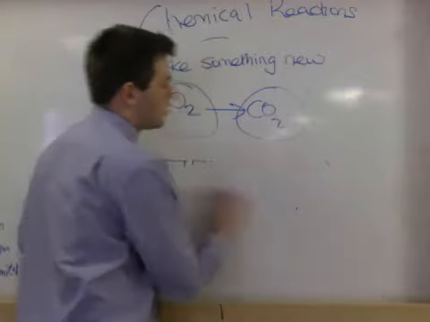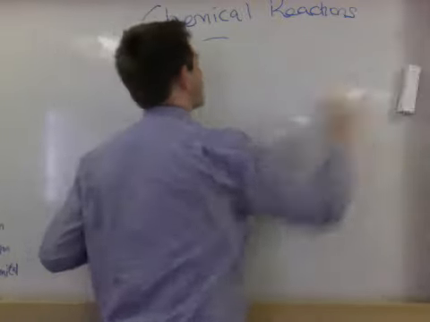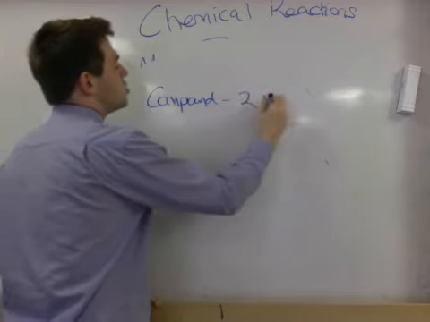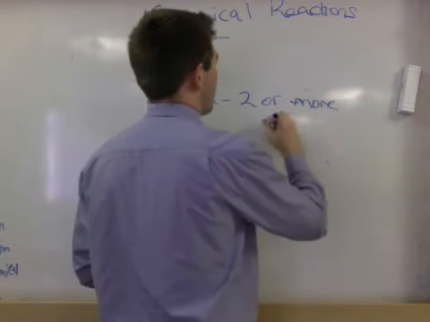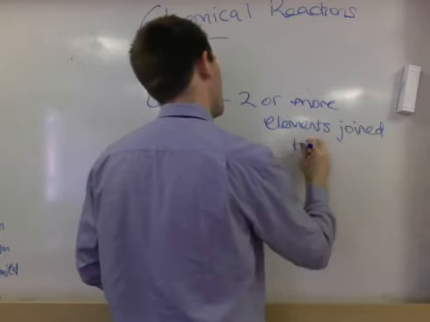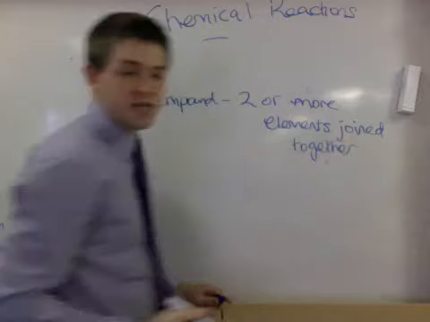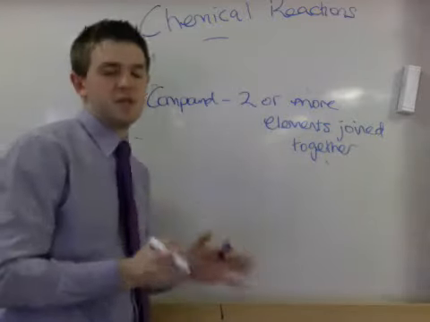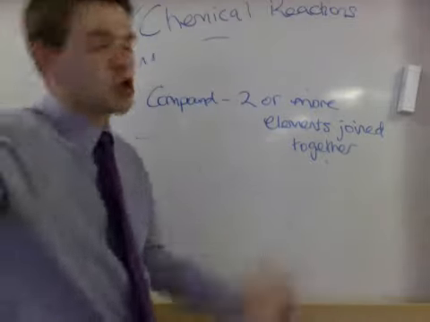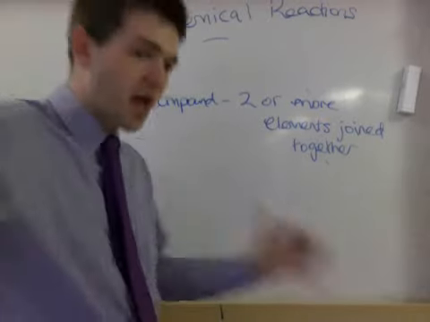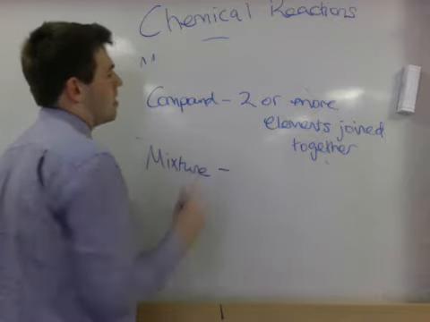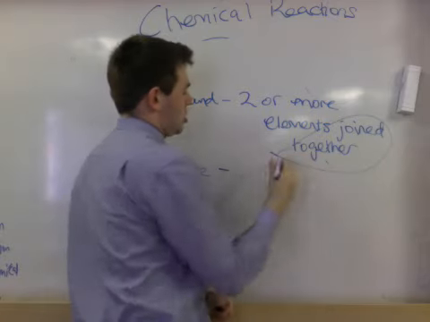Remember as well some key words that could come up. So remember that a compound is two or more elements joined together. And the elements are the individual things you can find on the periodic table. You know, iron, gold, oxygen, carbon. That is different from the mixture, where they are not joined together.